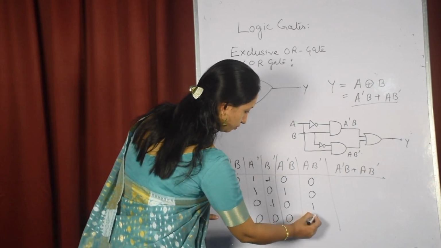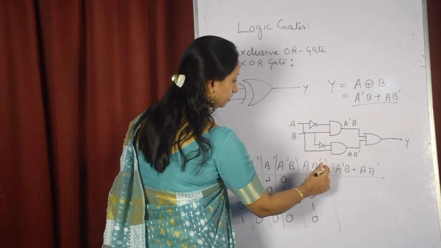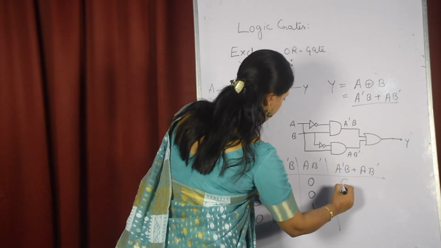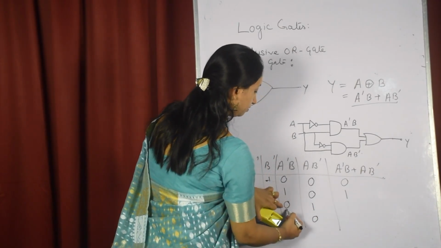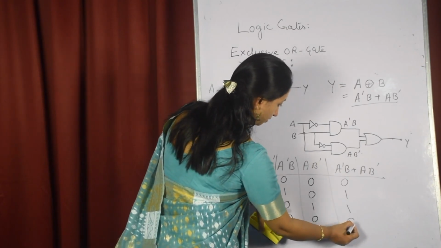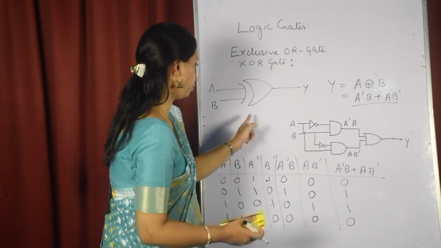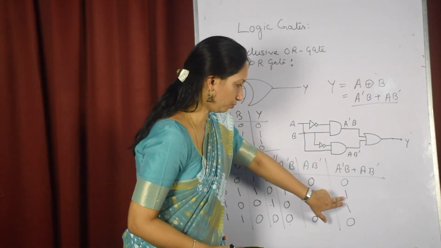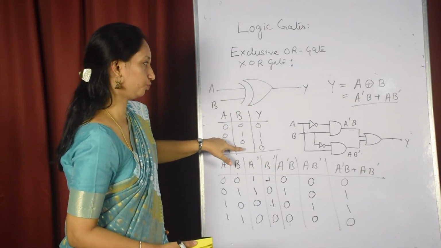Now we have to add these two figures, that is A bar B plus A B bar. So 0 plus 0, it is 0, 1 plus 0, it is 1, 0 plus 1, it is 1, and at the last 0 plus 0, it's a 0. So it is similar to the XOR truth table of the XOR gate. So now we have seen this 0, 1, 1, 0. So this output value is similar to the XOR gate output.